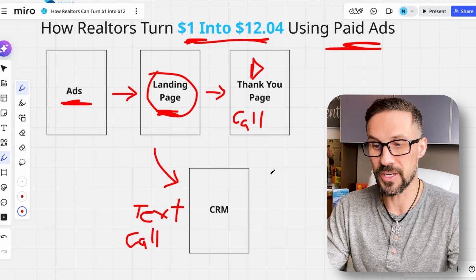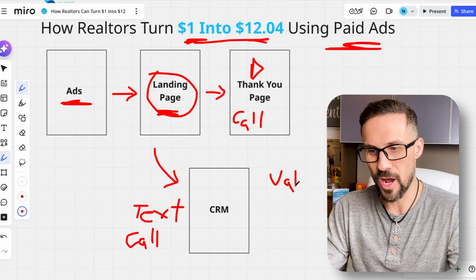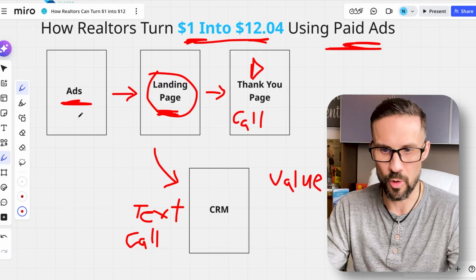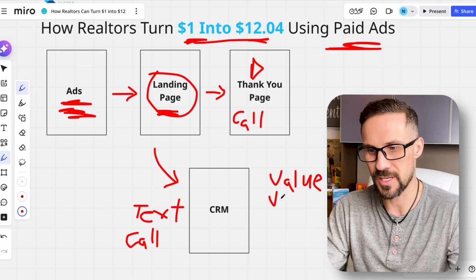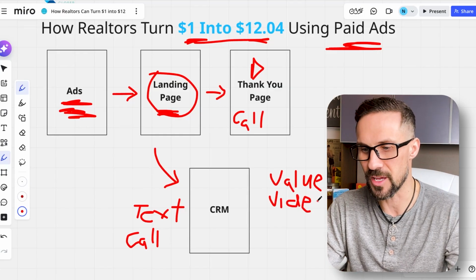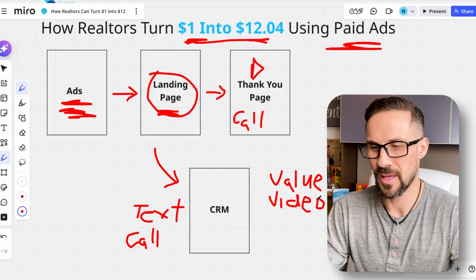Now we have the ability to continue to give them value too, okay? Say they're not ready right now, we can continue to follow up with them. We can continue to give them more resources like we were in this ad, continue to send them videos, continue to send them checklists, continue to just give them video. You don't want to be doing crappy spam type stuff, okay?